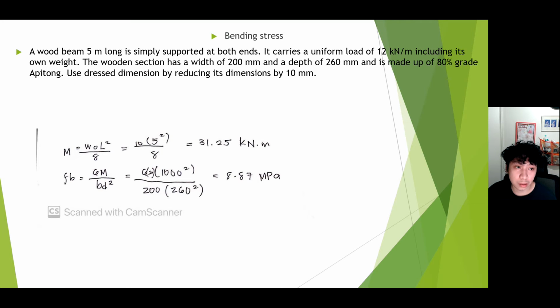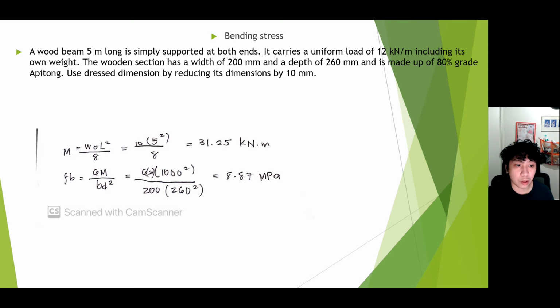Next is in the bending stress. A wood beam 5 m long is simply supported at both ends. It carries a uniform load of 12 kN over m, including its own weight. So the wooden section has a width of 200 mm and a depth of 260 mm and is made up of 80% grade apitong. Use stress dimension by reducing its dimension by 10 mm.